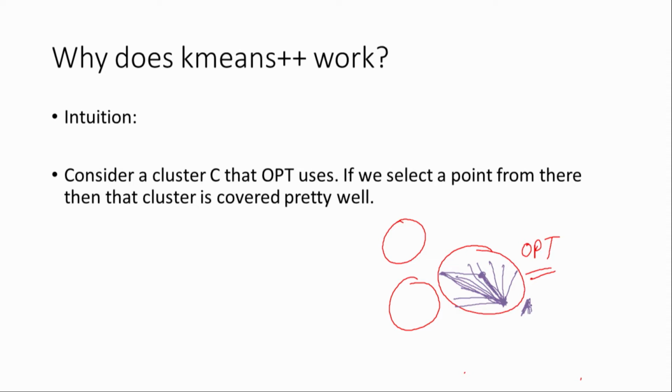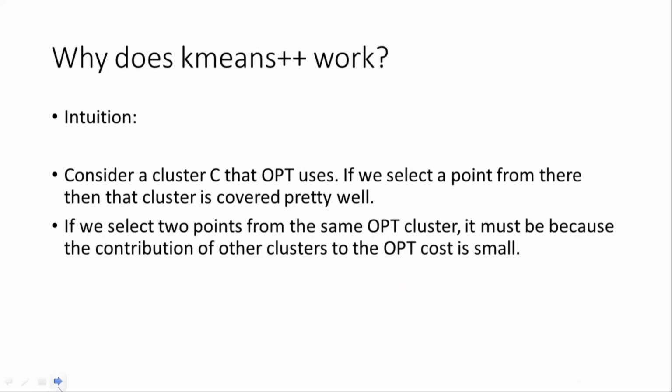So the first cluster that my k-means plus plus chooses a point from, that is approximated fairly well. Then the second cluster, and from then onwards, it's an induction, and it has the same kind of intuition. Suppose there is some cluster of the optimum such that k-means plus plus is choosing multiple points from there. So why is it choosing multiple points from there?